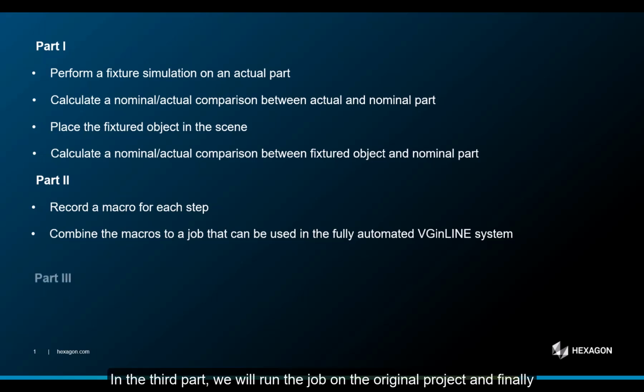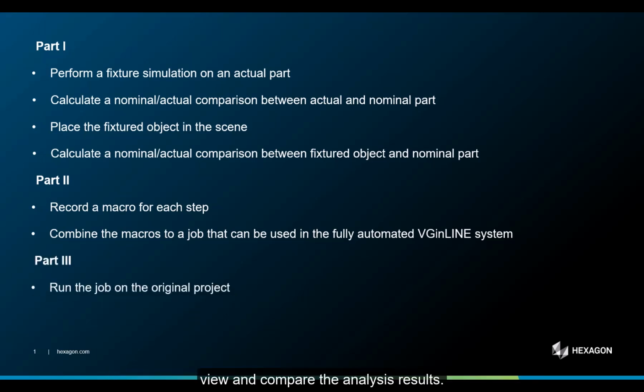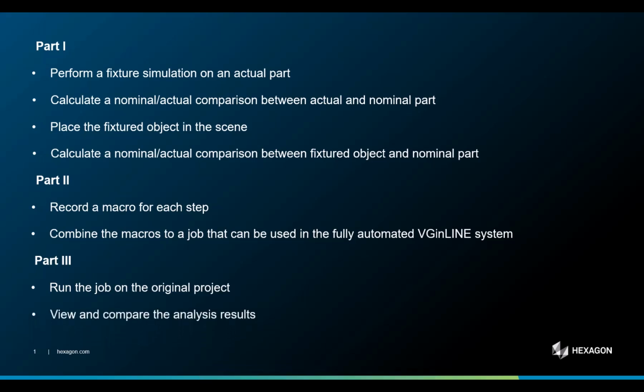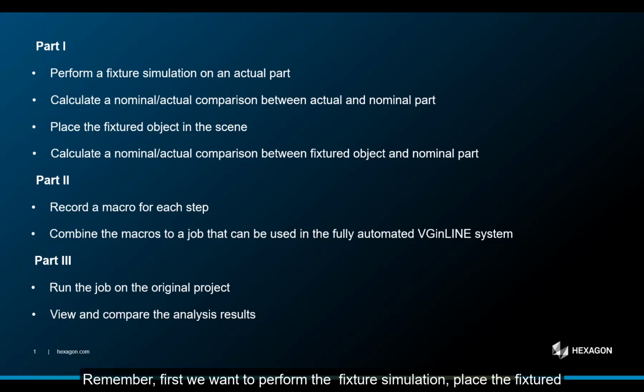In the third part, we will run the job on the original project and finally view and compare the analysis results. So that we can start right away, I have prepared a project that already contains all the objects we need to set up our automated workflow. Let's get started. Remember, first we want to perform the fixture simulation. Place the fixtured object in the scene and calculate the nominal actual comparisons.